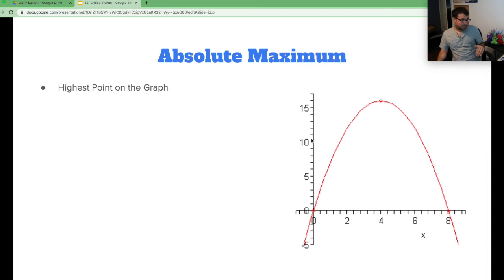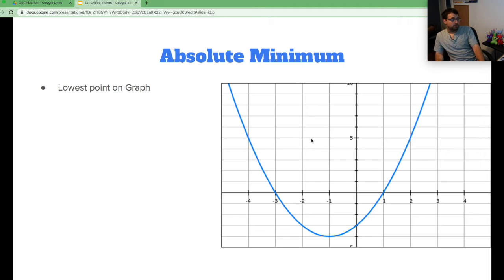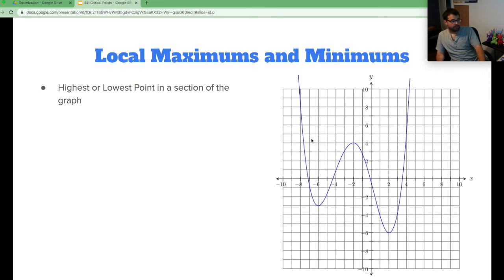An absolute maximum is the highest point on the graph. So if we look, well, there is the peak. It is at the coordinates 4, 16. Absolute minimum is the exact opposite. It's the lowest point on the graph. In this case, it is -1, -4.